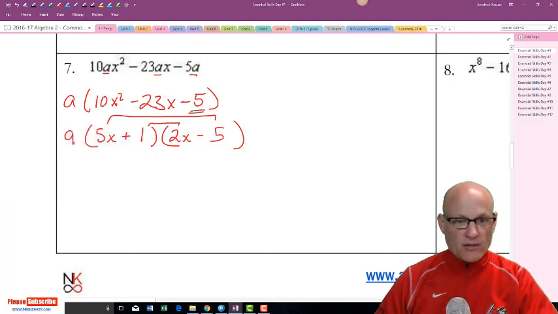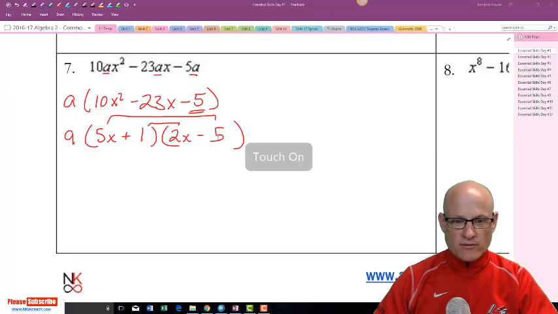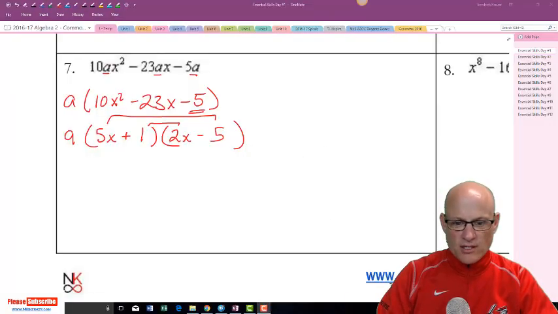I don't know what's going on. There's lots of buttons here. Wish I knew what all these buttons meant. Touch off, touch on, whatever. I just want to go over here.